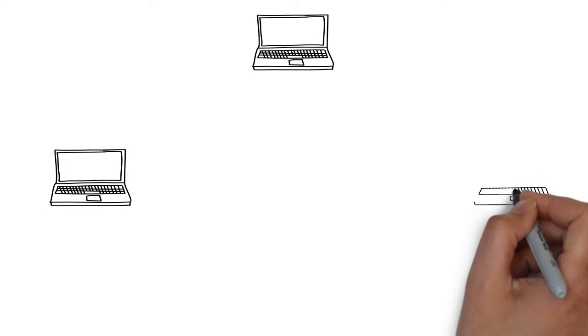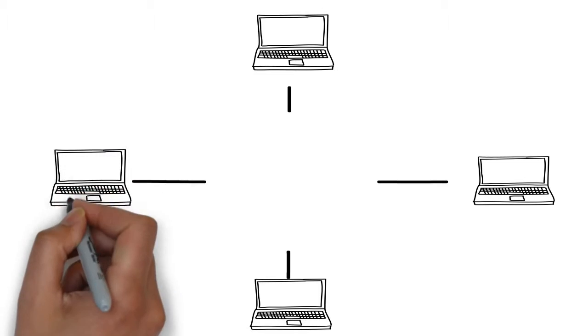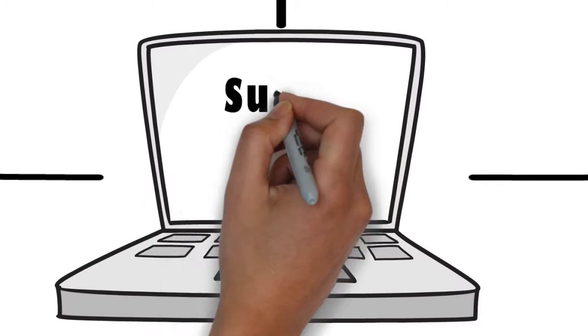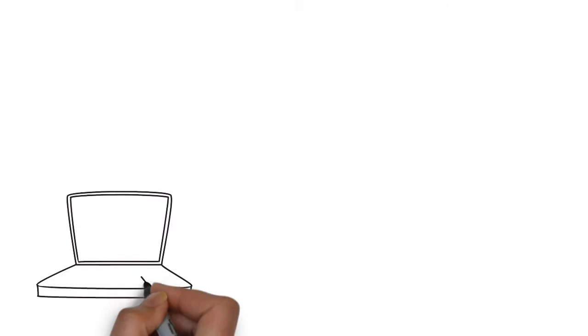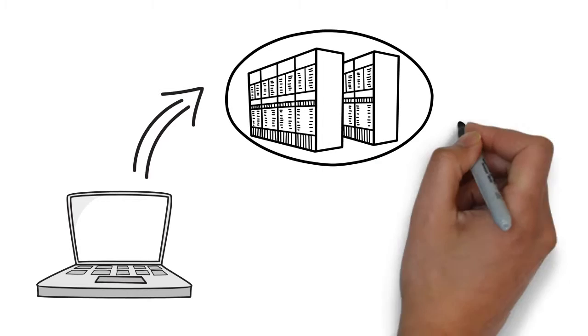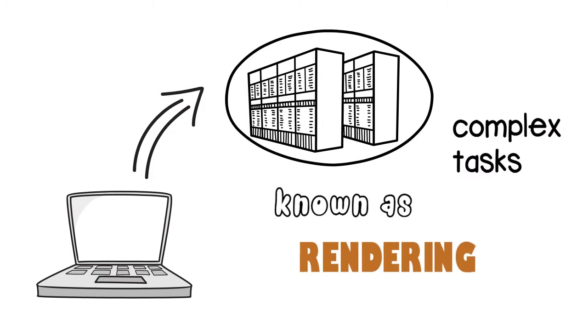Once the school day is done, however, and the laptops are returned to their charging station, they are linked together to act as one computer, a sort of supercomputer. The supercomputer then spends the evening hours performing various high-speed and complex tasks known as rendering.